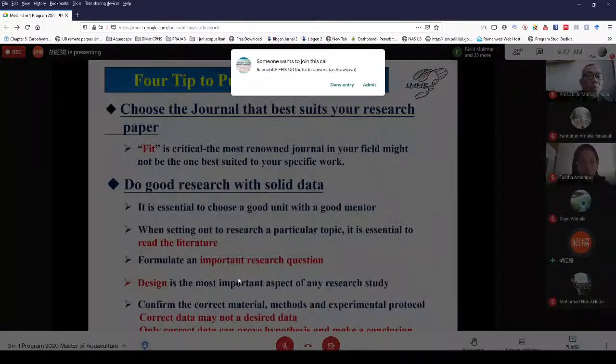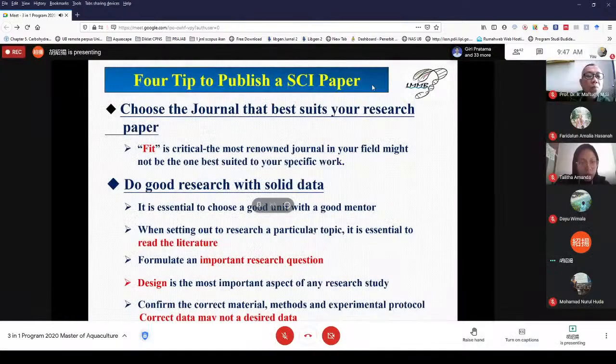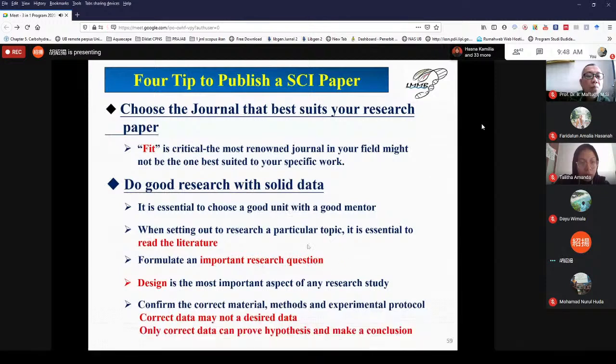When you do good research, you need to set a particular topic. If you want the ability to set a topic, you should read the papers and find the questions. After you read the papers, you have the ability to set an important research question, because you know which problem or question is new. No one has talked about this question, and the research has finished in this part, so it's worth studying. So I think reading papers and setting questions is quite important. After you set the topic, you already know what question you need to address. That is design. Design is the most important aspect of any research study.